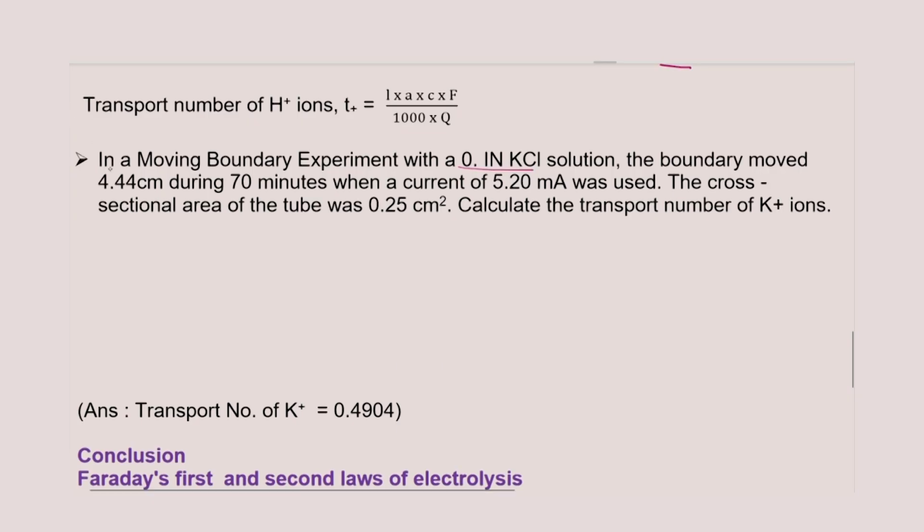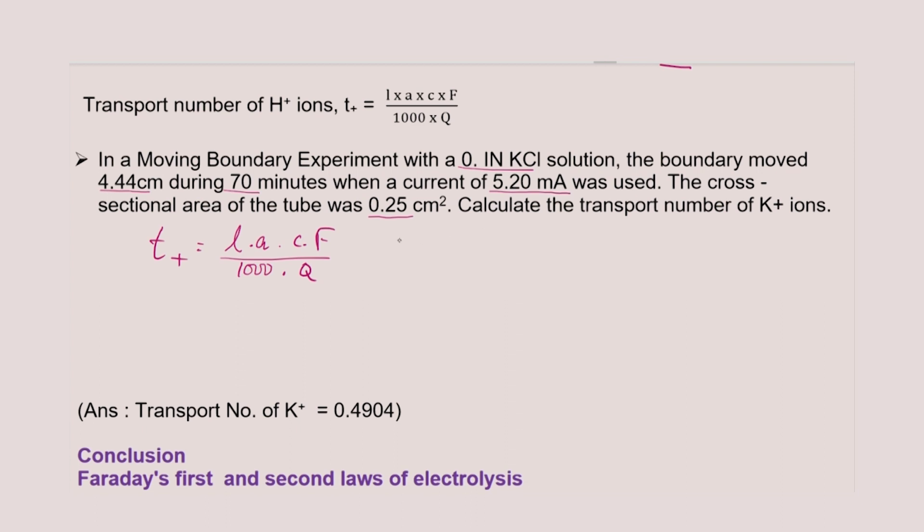Here we have a moving boundary experiment with 0.1 normal KCl solution, and the boundary moved 4.44 centimeter during a time of 70 minutes when a current of 5.2 milliamperes was used. The cross sectional area of the tube was 0.25 centimeter square. Calculate the transport number of K+ ions. Now, here we know that the expression is T plus is equal to L into A into C into capital F divided by 1000 into Q.